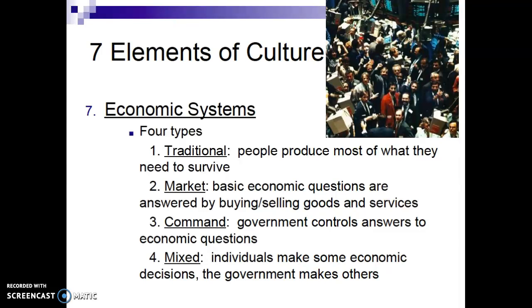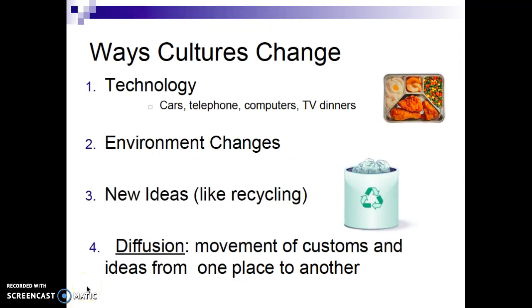The market is where your basic economic questions are answered by buying and selling goods. Command, where the government controls answers to each economic question. And then mixed is what we like, where we do some of each and people get to make up those types. You've heard many people say that culture changes all the time.